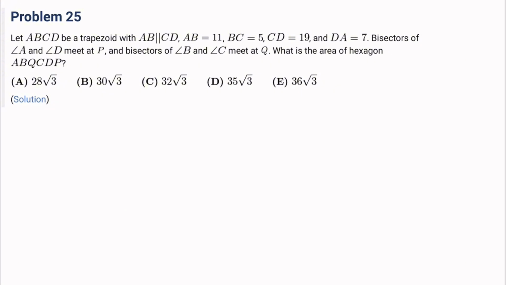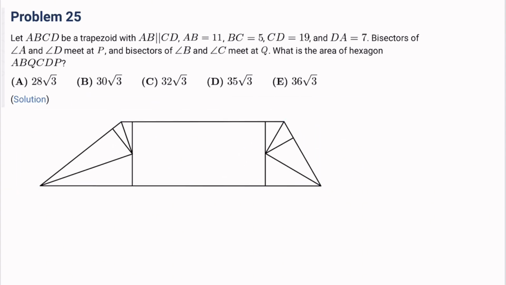Number 25, let ABCD be a trapezoid with AB and CD parallel. AB equals 11, BC equals 5, CD equals 19, and DA equals 7. Bisectors of angle A and angle D meet at P, and bisectors of B and C meet at Q. What is the area of hexagon ABQCDP? Okay, so if we draw a diagram of this, this is going to be A, this is B, this is C, and this is D, right? And AB is 11, BC equals 5, CD equals 19, and DA is 7.